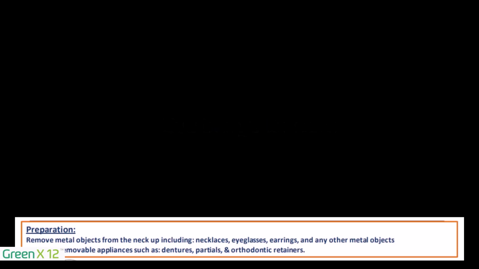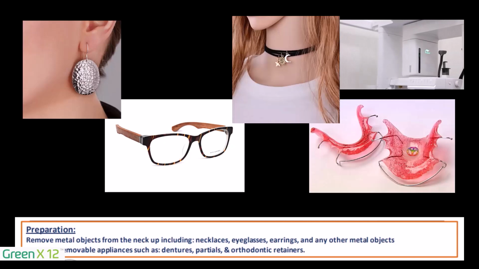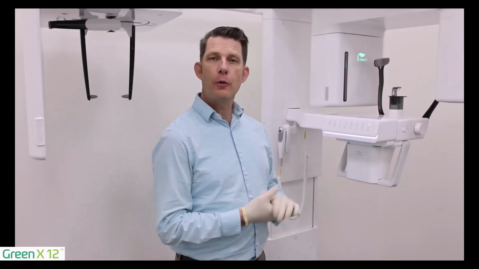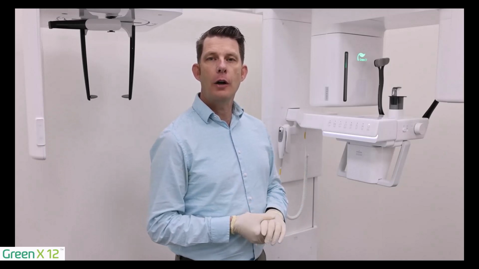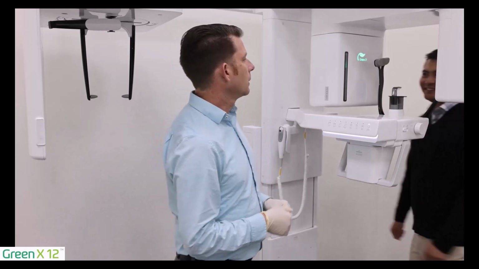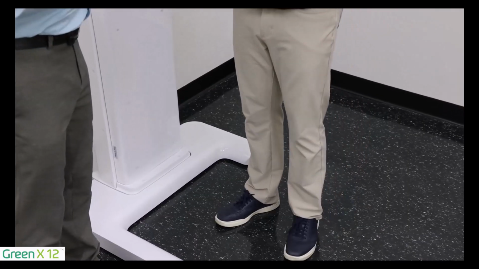In preparation, have the patient remove all metal objects from the neck up, including necklaces, eyeglasses, earrings, and any other metal objects. We're going to capture our 4x4 field of view on our X platform. I'm going to go ahead and bring my patient back. Go ahead and stand up straight and tall. And go ahead and come forward. Start with your hands, palms facing up.